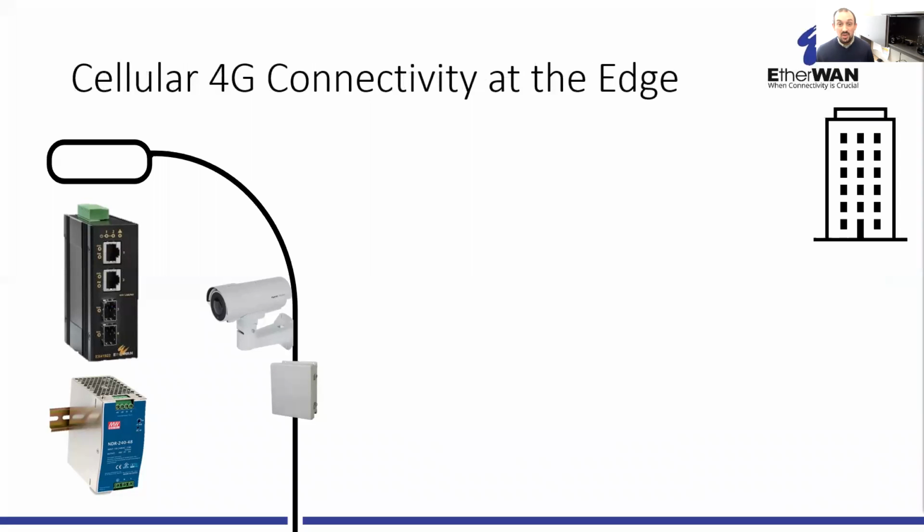Now, when all else fails, every now and then something is just so remote, so far away from the rest of our infrastructure that we can't possibly get fiber there, that it's just not going to be possible to do a point-to-point wireless because of obstruction or because we're exceeding that 20-mile distance. What do we do at that point? Well, here's where we start to talk about cellular connectivity at the edge.